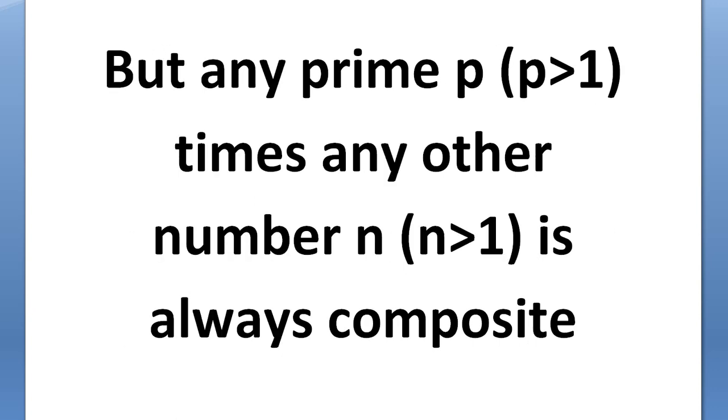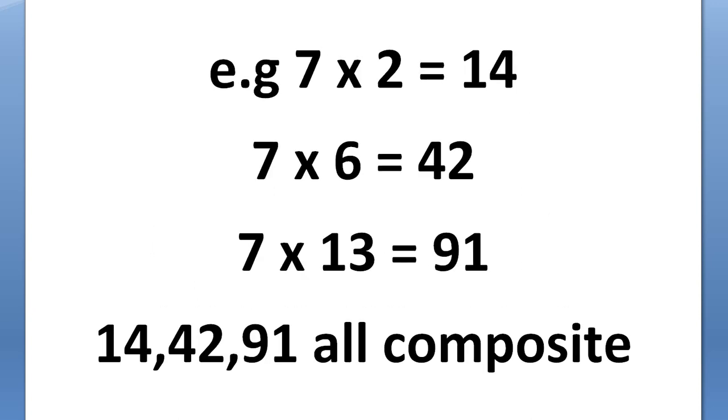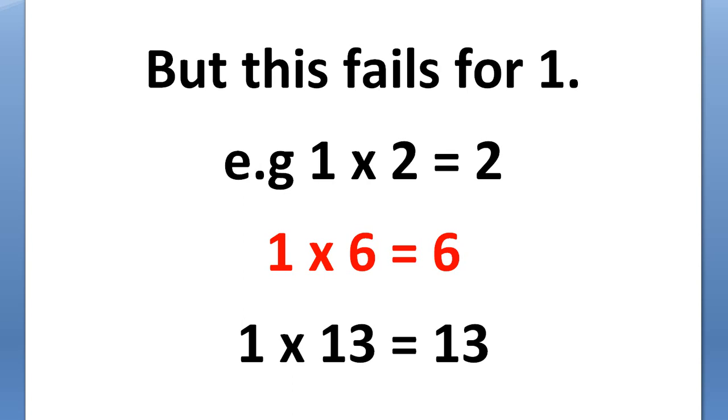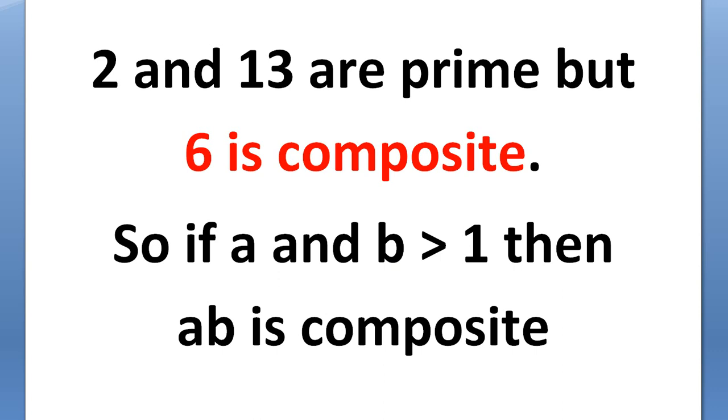But any prime p greater than 1 times any other number n greater than 1 is always composite. Example, 7 times 2 equals 14, 7 times 6 equals 42, 7 times 13 equals 91. 14, 42, 91 are all composite. But this fails for 1. Example, 1 times 2 equals 2, 1 times 6 equals 6, 1 times 13 equals 13. 2 and 13 are prime, but 6 is composite.